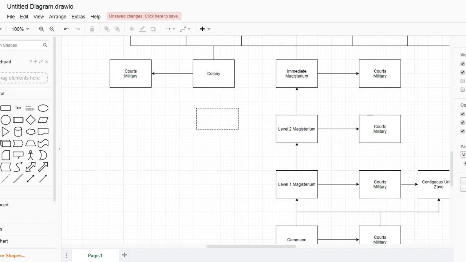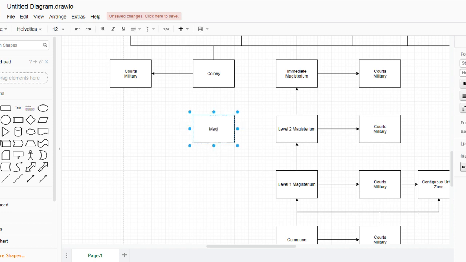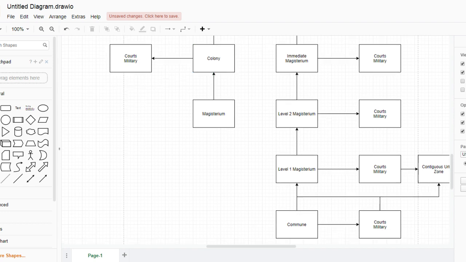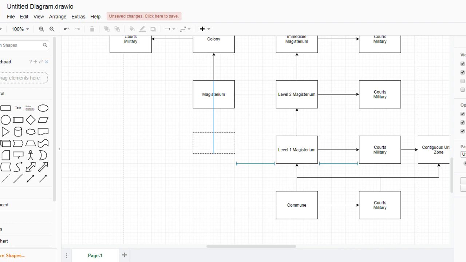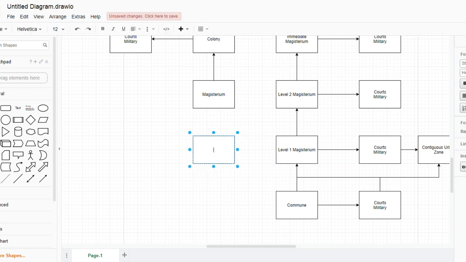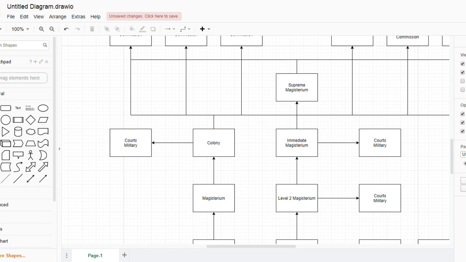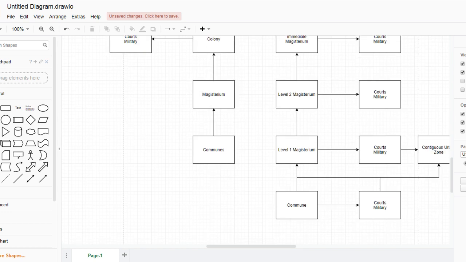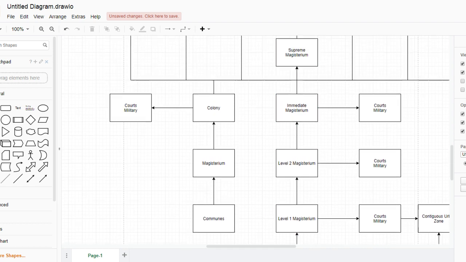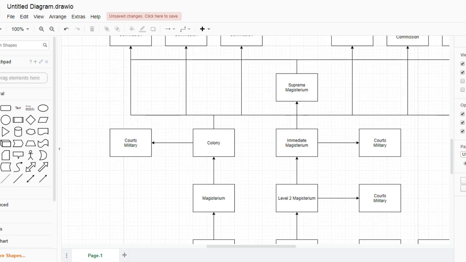And of course, colonies themselves may be composed of multiple magisteria in the same sense as the rest of the country, and are also composed of communes, as is the rest of the country. Now, if a colony reaches a size where it has the same levels of magisteria as the main body of the country, then it also changes into an immediate magisterium.